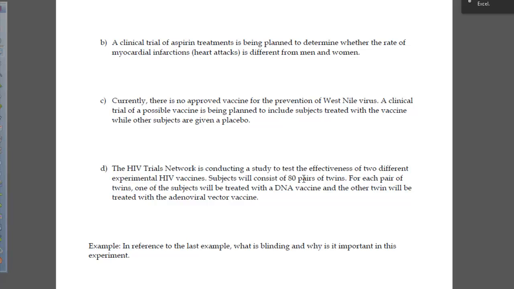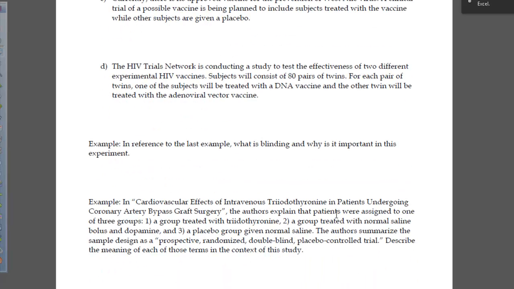All right, in reference to the last example, who can tell us what blinding is and why it's important in this study? The subject doesn't know which of the vaccines they've received. And do you think that's important? Yes, why? To determine how they act towards the effectiveness of something. Interesting. All right, very good. I'll leave it as yes.